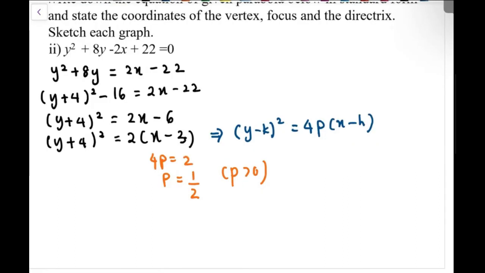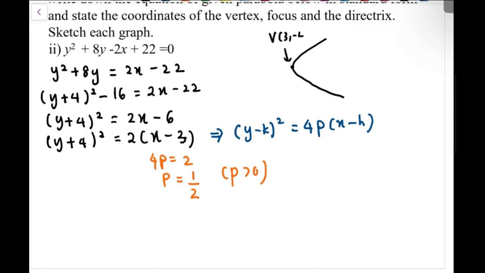Okay, now we want to sketch the parabola. So we have y squared and p is positive. So it's open to the right. P is positive, y squared. So it's open right, bentuk C. P positive bentuk C. Okay, so our vertex in this case just now is 3, negative 4. So vertex is 3, negative 4.